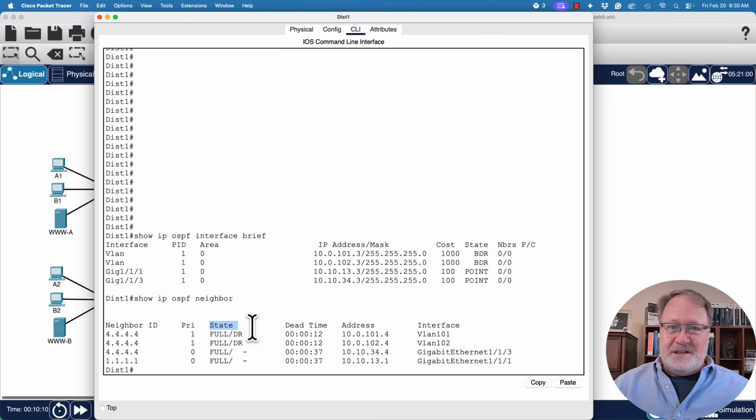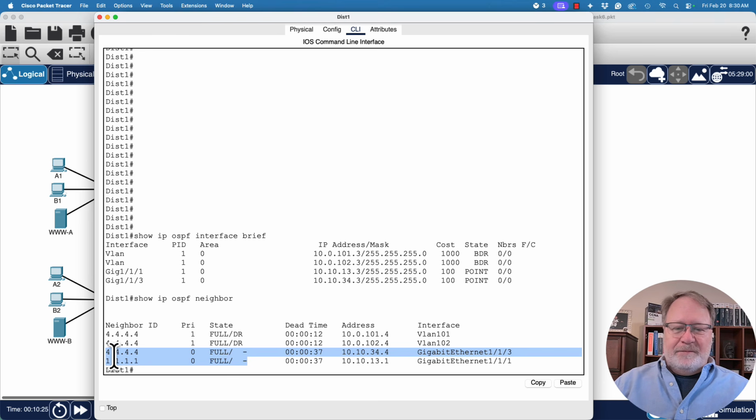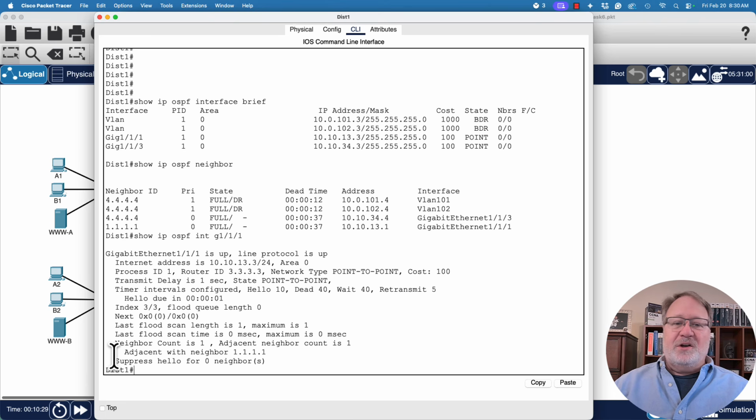That's a notation that tells us that we are indeed using DRs and BDRs with those neighbors, whereas these bottom two, those are ones for which it says full just with that dash, which is that subtle way to confirm, hey, we're not using a DR or BDR on these. Last up, if you do this command and look at one of the physical interfaces connected to another device, this time to core 1, we see the network type is point-to-point.